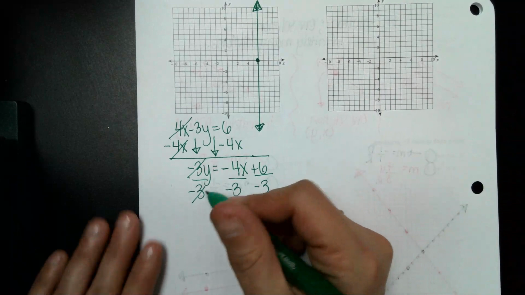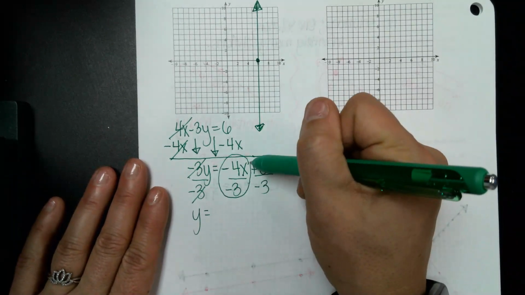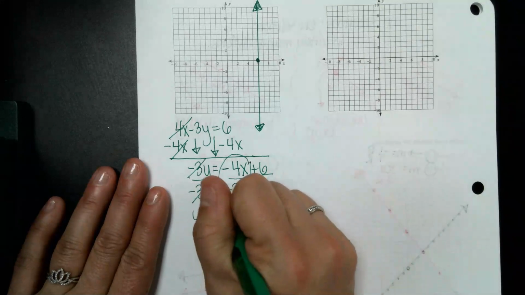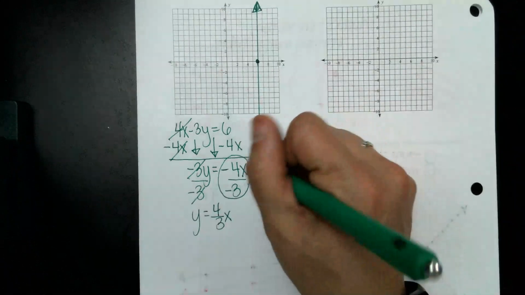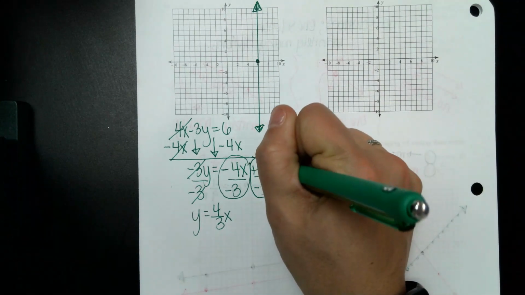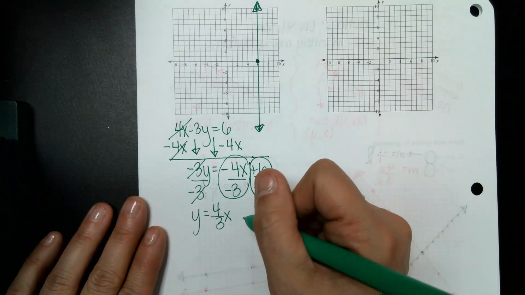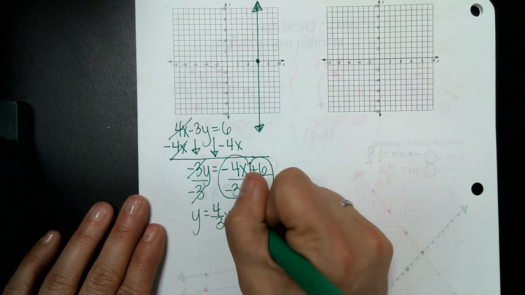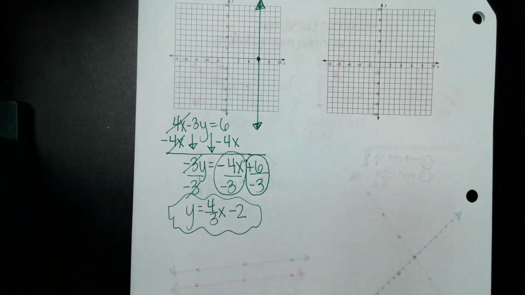So now we're going to end up with an equation that says y equals, two negatives make a positive, 4/3 x, because that 4/3 will not reduce. And then what's a positive 6 divided by negative 3? Negative 2, you say? Good job. Yep, negative 2.